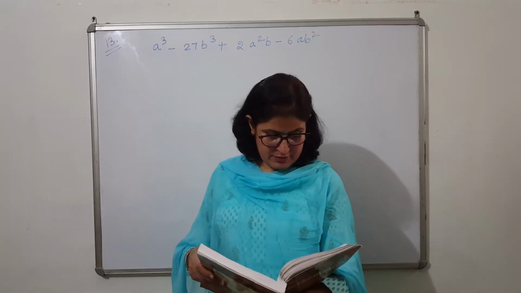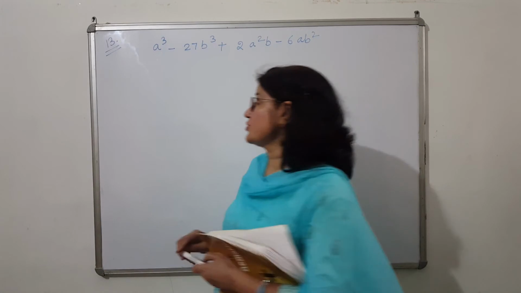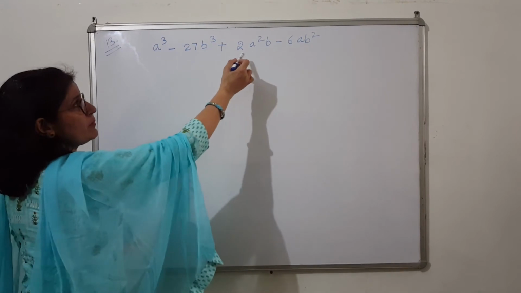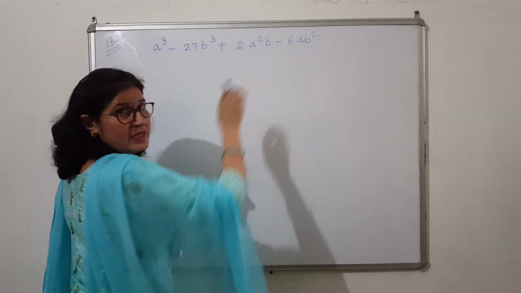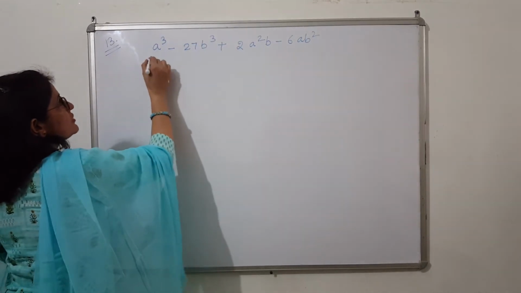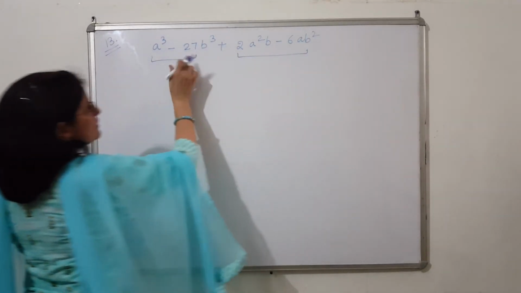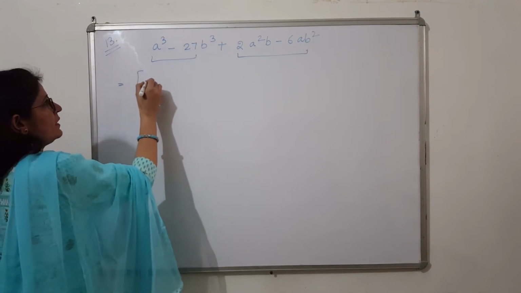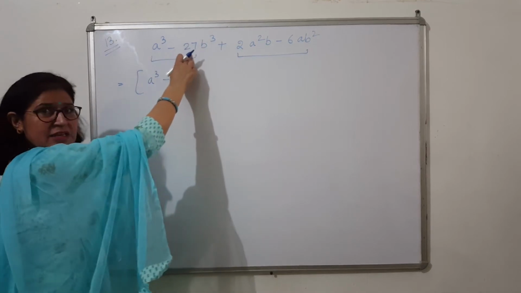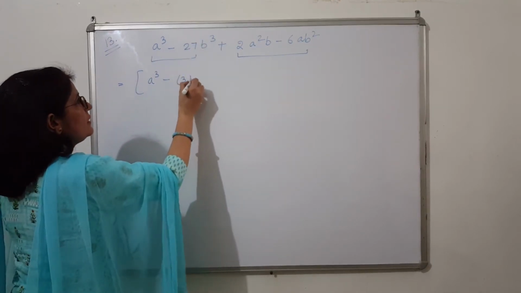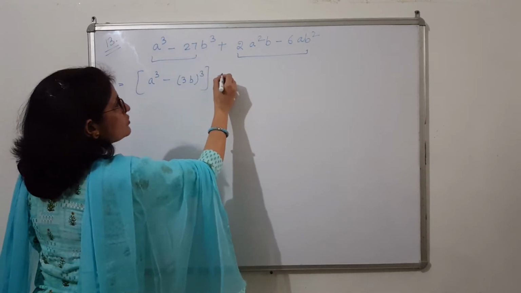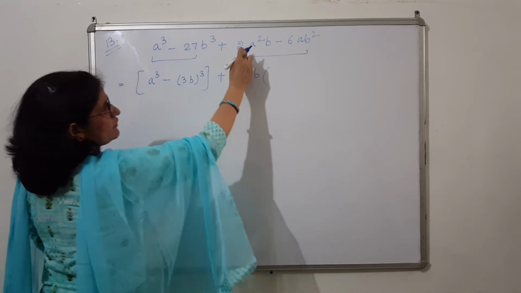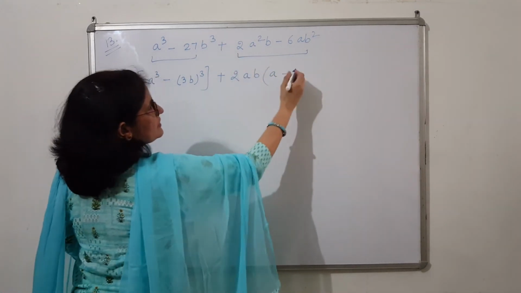Now our next question, question number 13. In this question the statement given is a cube minus 27b cube plus 2a square b minus 6ab square. So what will we do? We will take the first two terms and the last two terms. In the first two terms, we will go with the formula of a cube minus b cube. So a cube minus 27b cube, where 27 is the cube of 3. From the last two terms, 2ab is common. So what is left here? a minus 2 threes are 6, b.